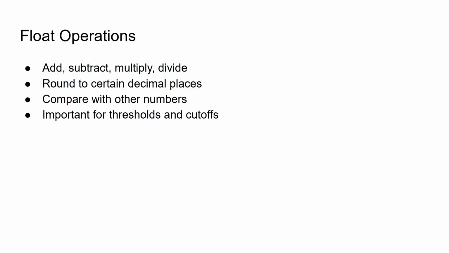Float operations. Floats can be used in calculations just like integers. You can add, subtract, multiply, or divide them. You can also round them or compare them to other numbers. These are especially useful when setting thresholds like quality score cutoffs, or significance levels. Now let's try some float operations commonly seen in bioinformatics workflows.